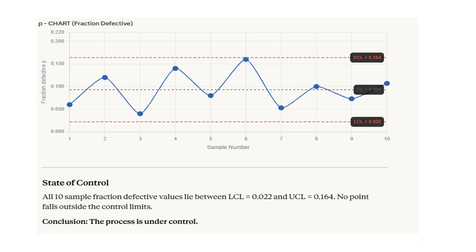So from all these given values, we can draw the graph of the P chart by using the fractional defective as the y-axis and the sample number as the x-axis. From the chart, it is evident that all 10 sample fractional defective values lie between the lower control limit and the upper control limit, and here no point falls outside the control limits. Therefore, the entire process is under control.